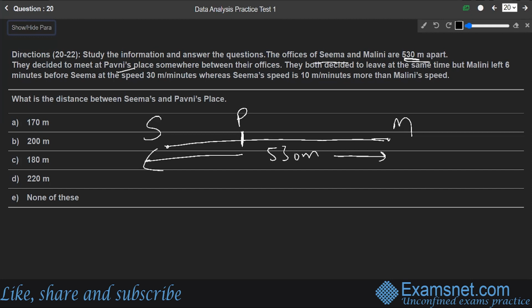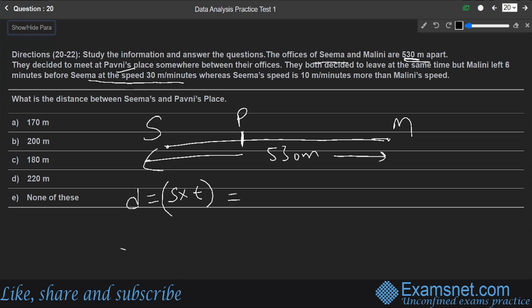They both decided to leave at the same time, but Malini left 6 minutes before Seema at the speed of 30 meters per minute. So Malini is leaving 6 minutes earlier at the speed of 30 meters per minute. How much distance was traveled by her in those 6 minutes? Let us find out. Distance is always calculated by speed into time.